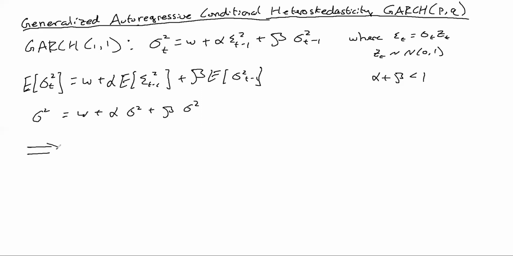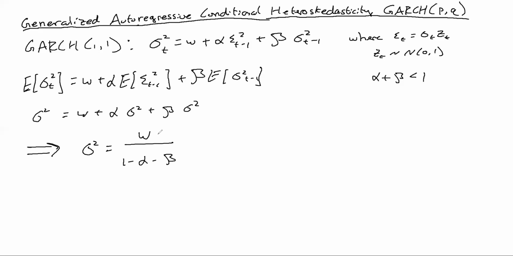So this would mean that in the long term, variance is going to be equal to w divided by 1 minus alpha minus beta. This is why alpha plus beta has to be less than 1. If it's equal to 1, then this would be undefined, and you can't accurately estimate the variance.